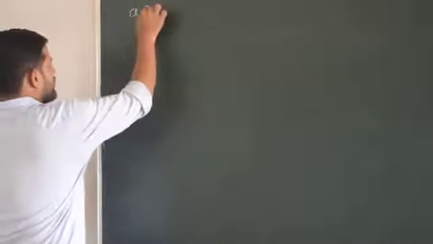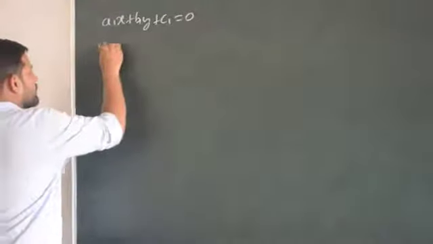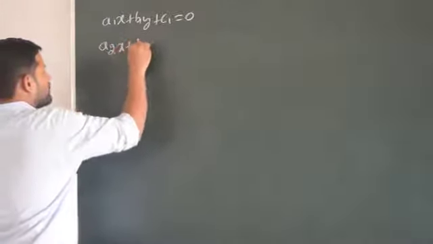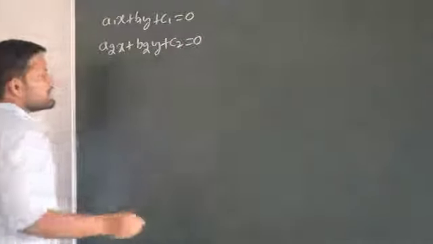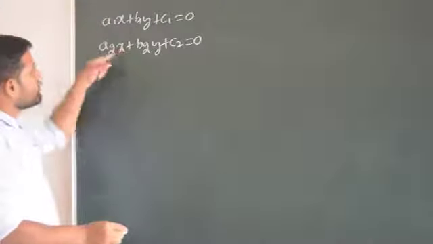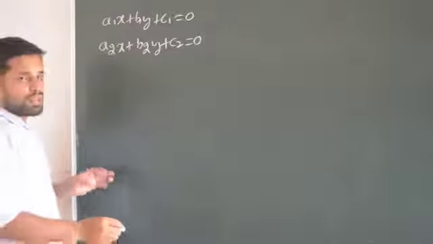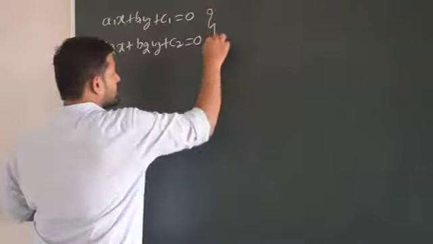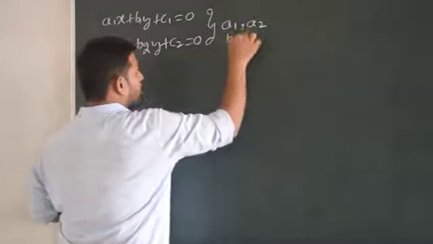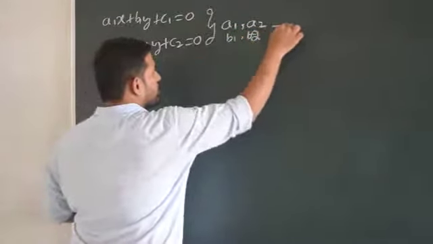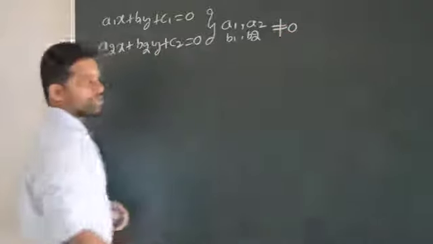Alright, so whenever I write a1x plus b1y plus c1 is equal to 0 and a2x plus b2y plus c2 is equal to 0, what do you understand by this? These are a pair of linear equations in two variables, no? And what is the condition? The condition is that whatever a1, a2, b1, b2 are there, they should not be equal to 0. There should be some value.